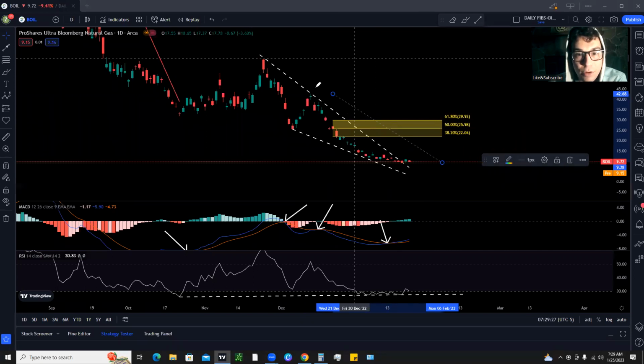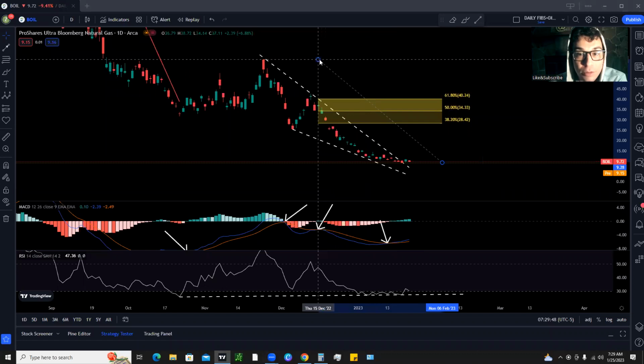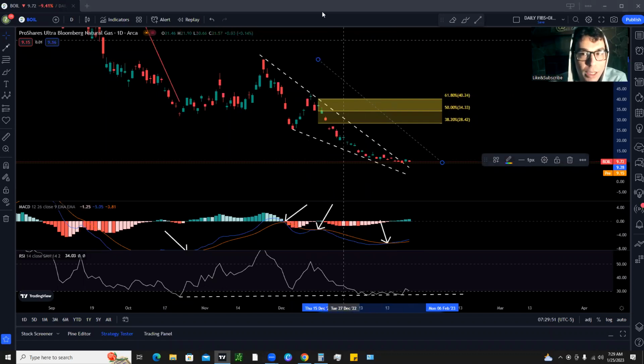So if we take it from this high and connect it down to this low down here, we have the move down, and we could retrace up to 22.04, 25.98, and 29.92. I would say that these are probably going to be the targets that you want to look for first. But to get the larger reversal, right, that's where we got the initial fib retracement levels. Okay, so that's what we see on BOIL. Let's go ahead and take a look at UNG.